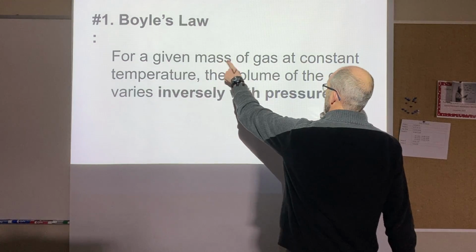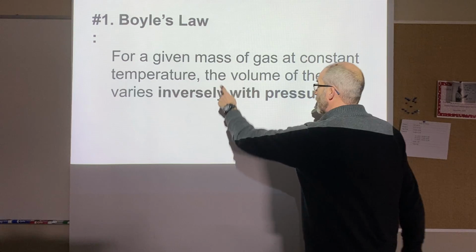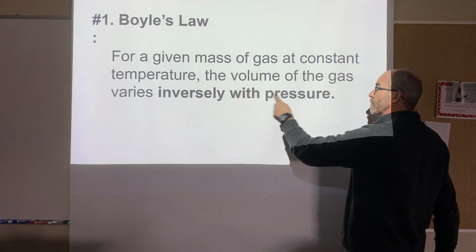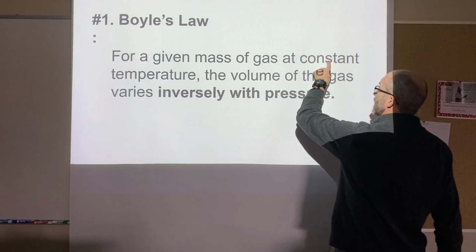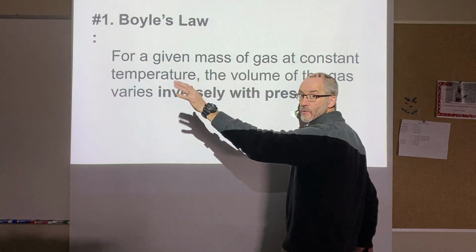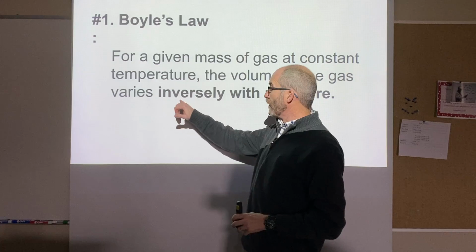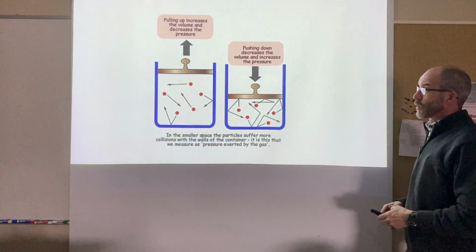For a given mass of gas at constant temperature, in other words, the temperature is not changing, the volume of the gas varies inversely with pressure. Now you've got to read that again. For a given mass of gas at constant temperature, so you're not doing anything to the temperature, the volume of the gas will vary what? Inversely with pressure.